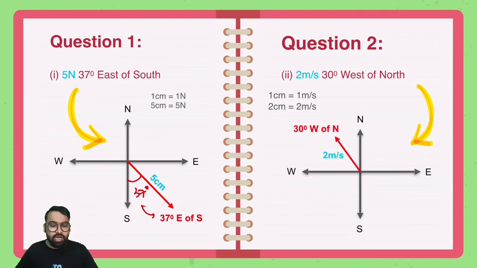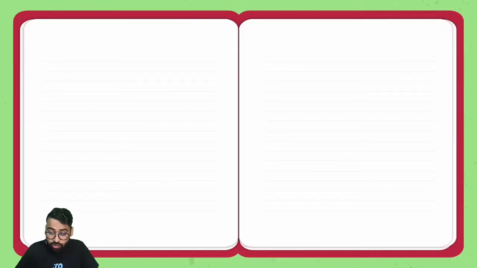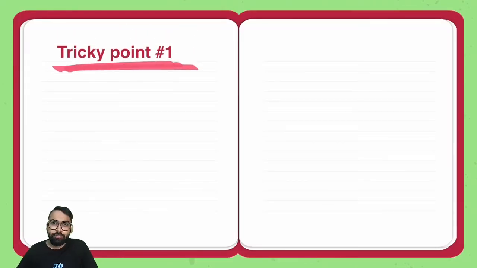And once I draw this out, I can mark the angle as well. If it is 30 degree west of north, I move west of north, and this is my 30 degree, and voila, I am done representing vectors. I hope you are understanding how to represent and how to draw the directions, at least on a paper, once you know where north, south, east, west are. Correct? So now, let's give you more tricky points continuing from the previous video.